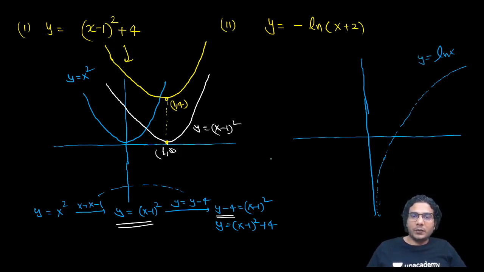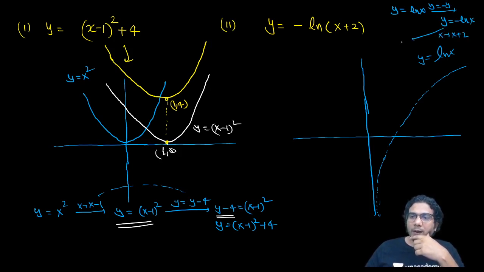So first, y is equal to ln x. First, you need to replace y by minus y. Okay, so you'll get y is equal to minus ln x. And then you can do x by x plus 2. So the whole graph will shift towards left. So minus of ln of x plus 2 you'll get.